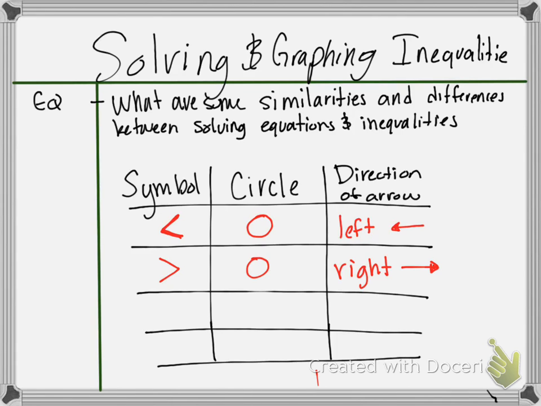If we have less than or equal to, that is going to be a closed circle. And remember, if you take the extra time to write that line at the bottom, then you have to do the extra time of filling the circle in. For this one, we're also going to go left. And the last one, greater than or equal to, is also a closed circle, but we're going to go to the right, which is that way.